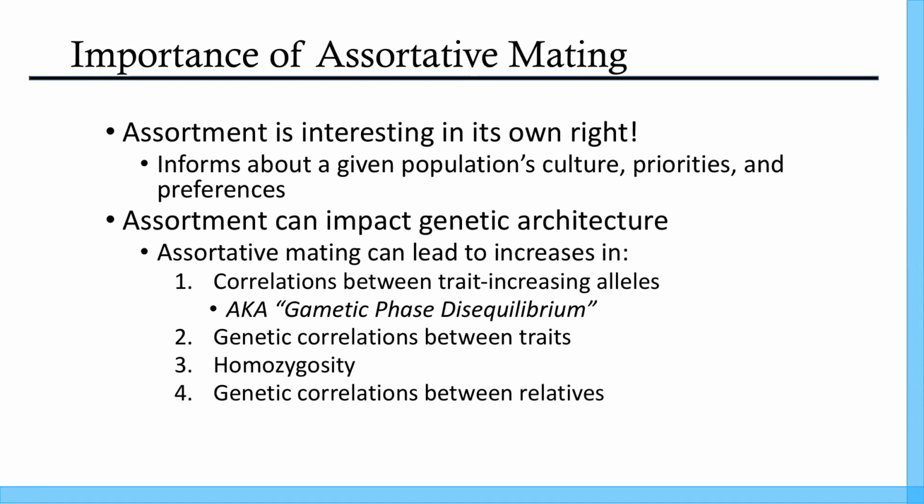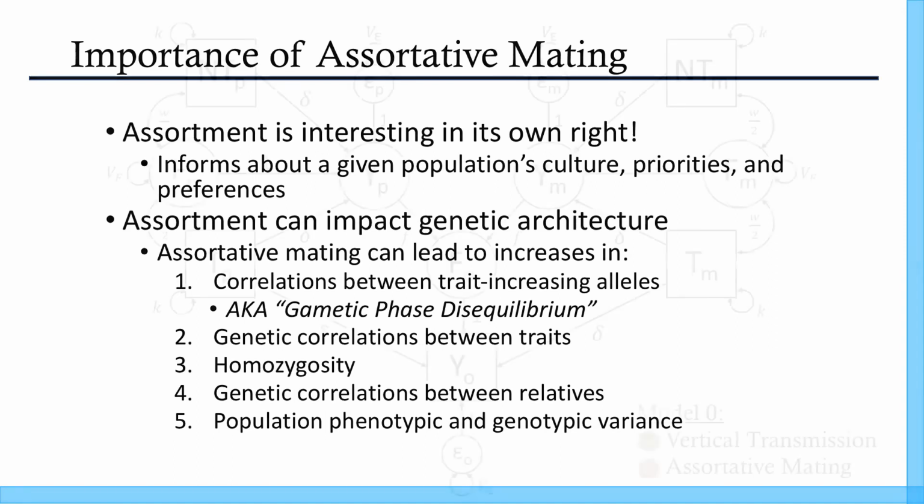And because assortment entails people at the tail ends of a distribution mating with one another, it will increase the phenotypic and genotypic variances in the population. So taken individually and altogether, these factors can lead to biases in estimates from GWAS, from twin and twin family studies, and from Mendelian randomization, meaning that assortment has a number of consequences both for the genetic architecture of traits and for our ability to study the genetic architecture of traits, making it a really important construct worth studying.